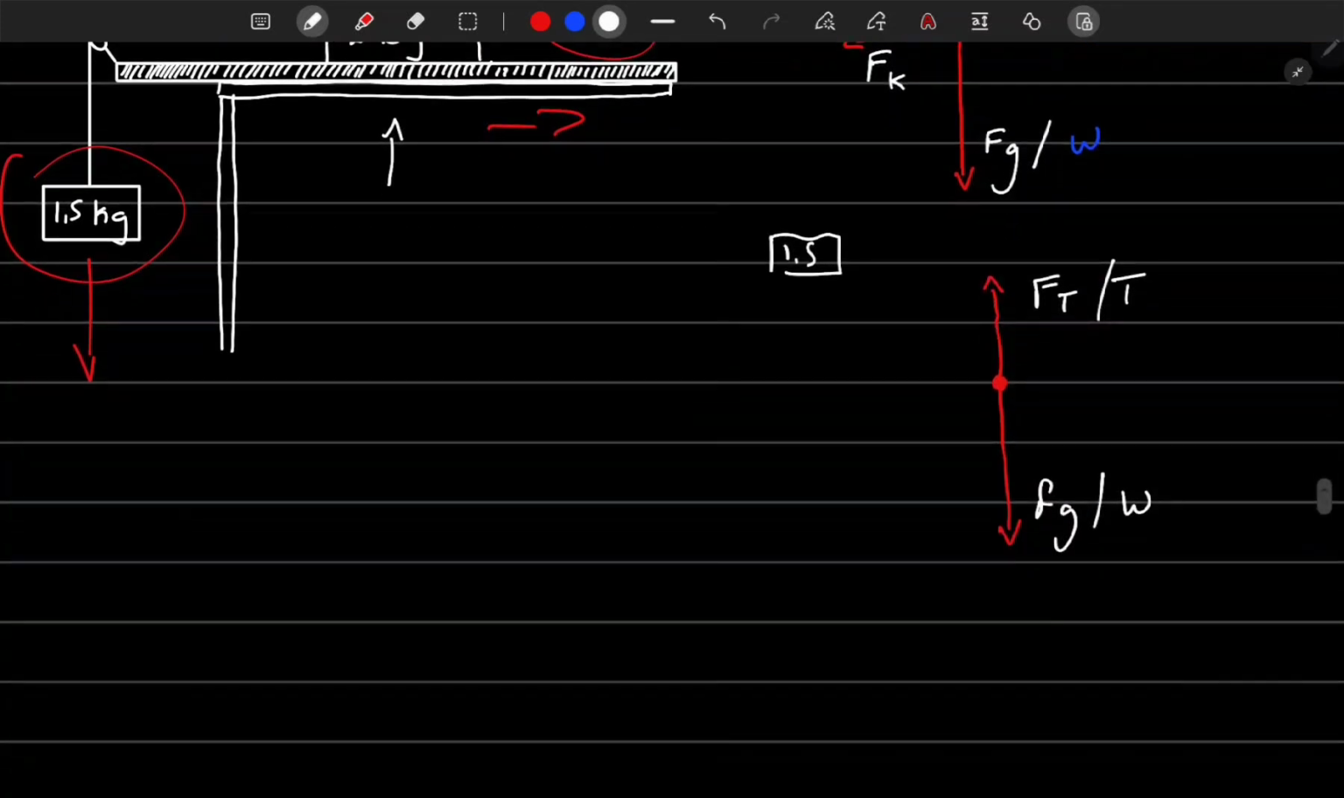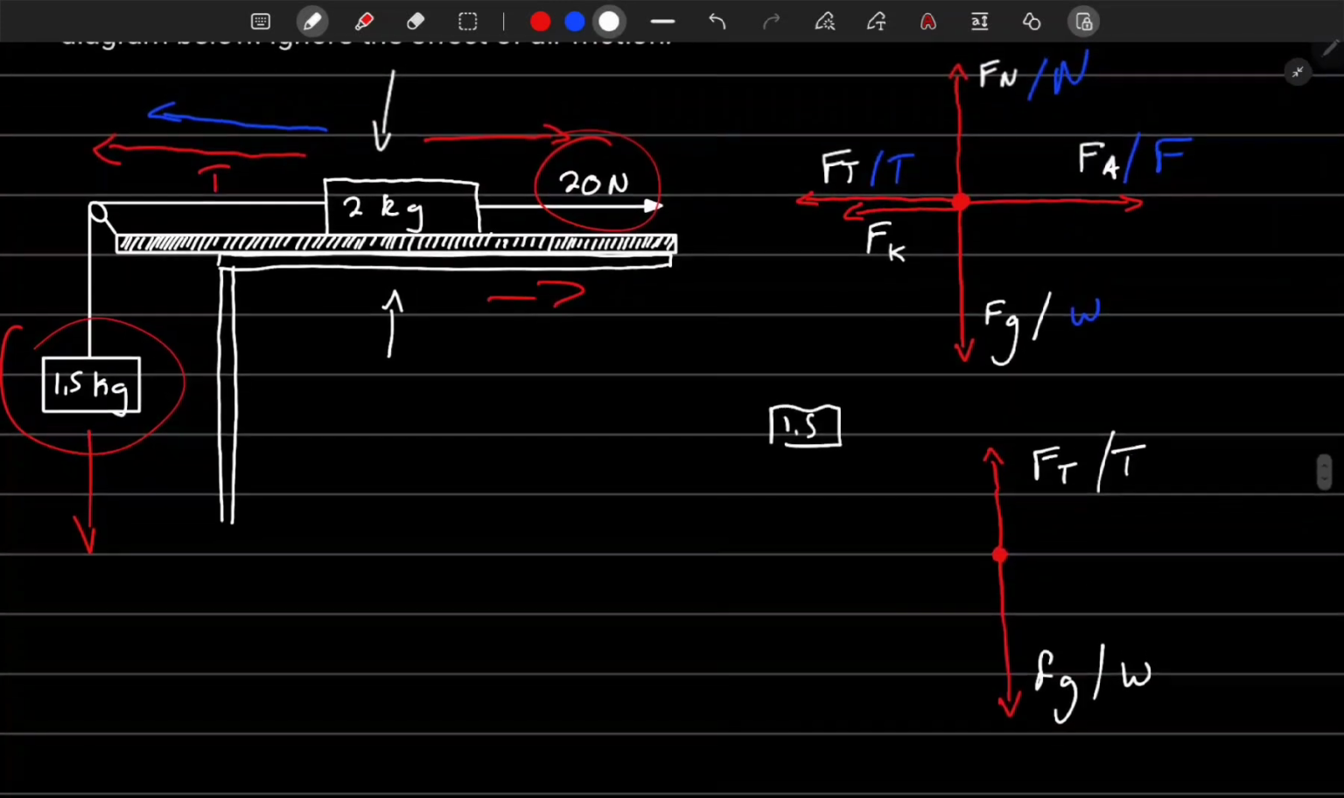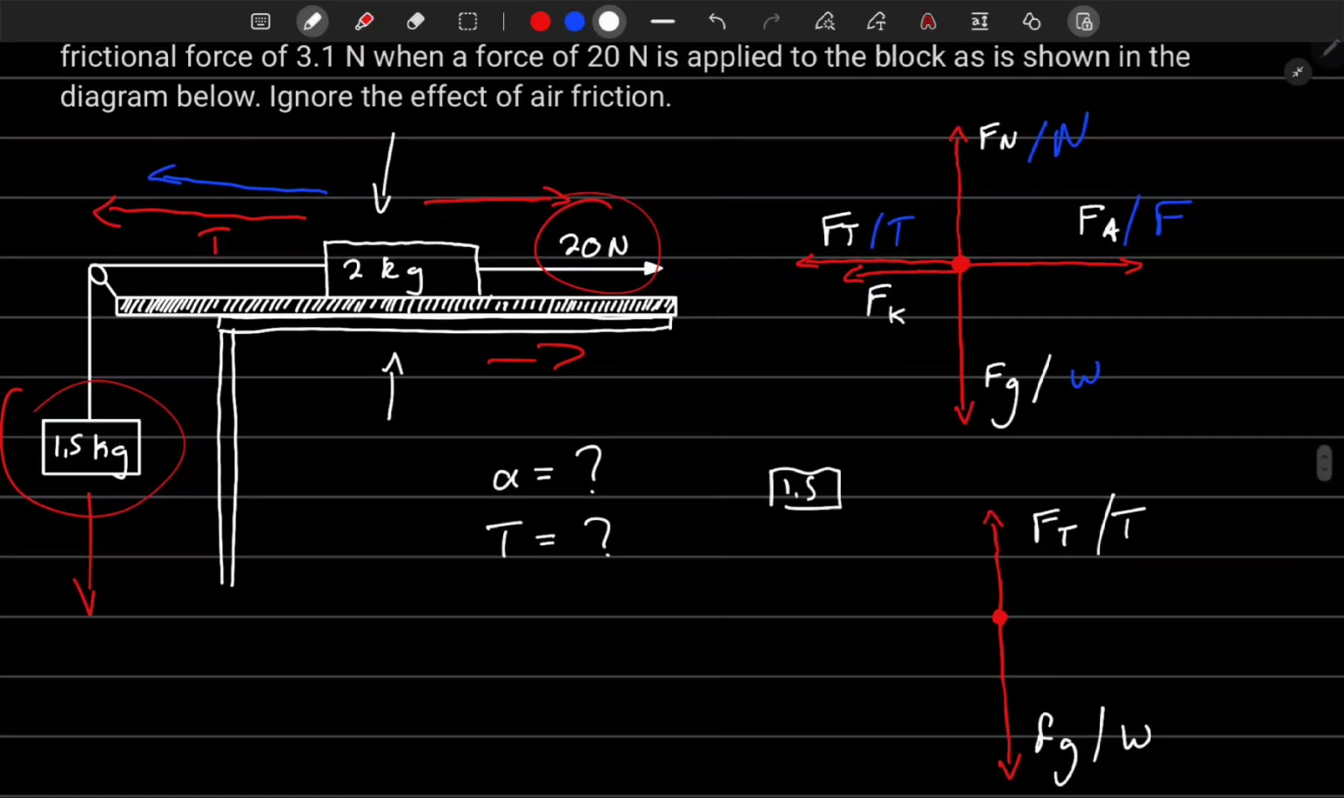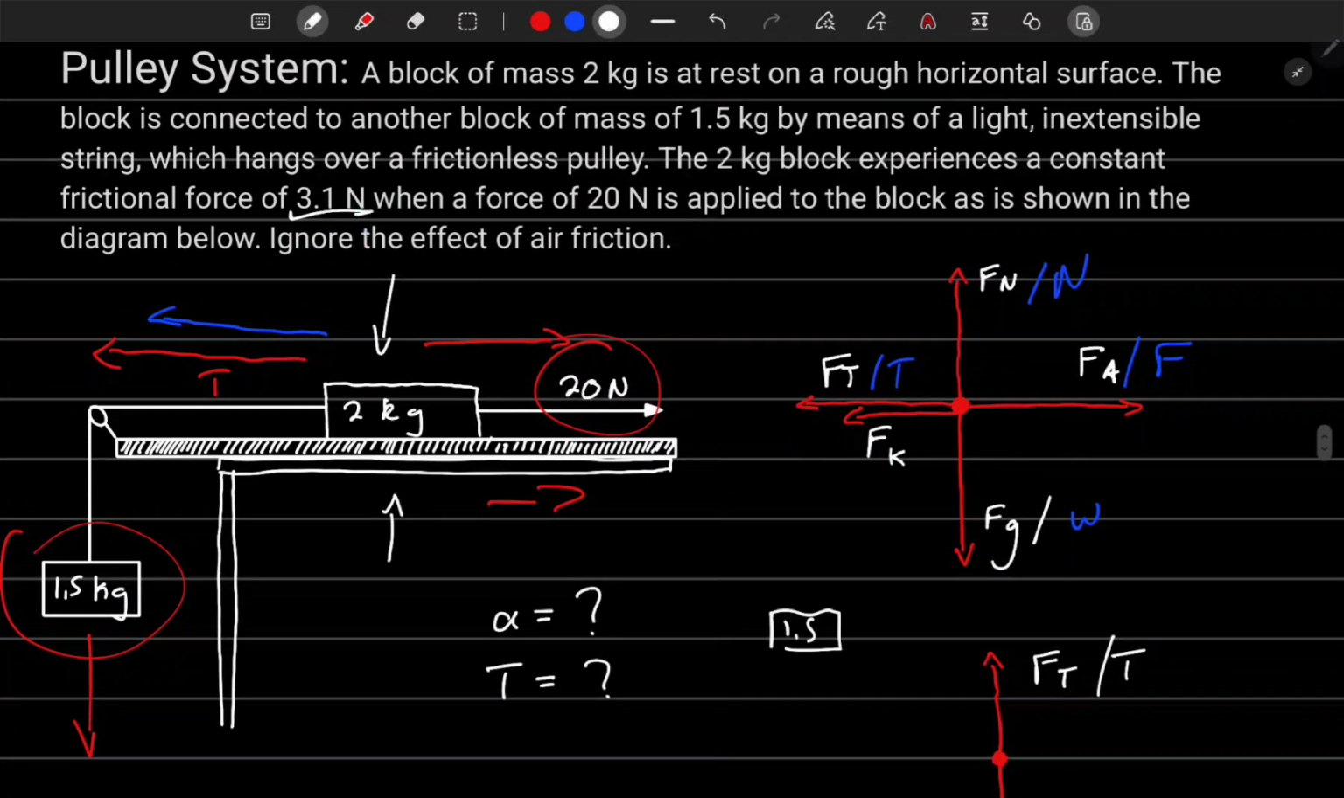So the way to solve this, if we want to calculate the acceleration, is that we have two variables that we don't know: what A is, and what the tension is. Everything else is given. If you look here, we have the kinetic frictional force, which is given as 3.1 newtons. We have an applied force of 20 newtons. We have the mass of the first block, the second block, and that's basically all that we need.